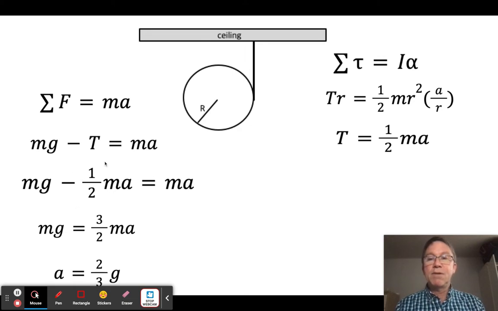So I'm just going to get rid of this by adding it to both sides. Now I have mg is equal to 3 over 2 ma. Therefore, if I solve for a, I can cancel my m's out, and I'm just going to get acceleration is equal to 2/3 g.